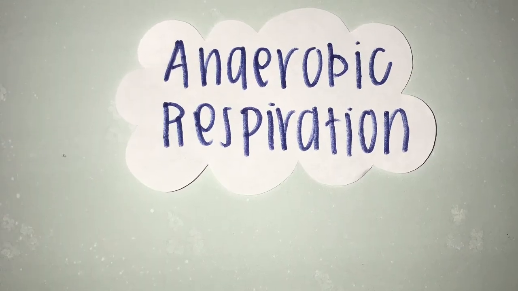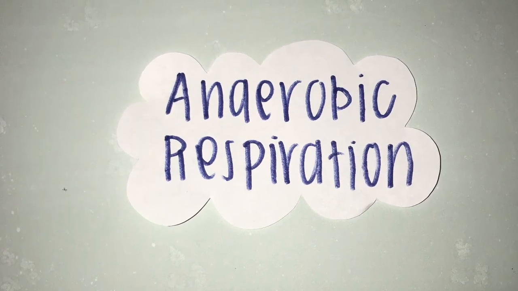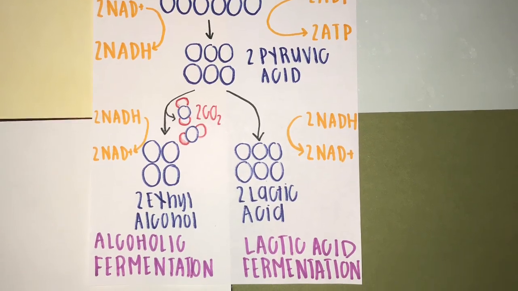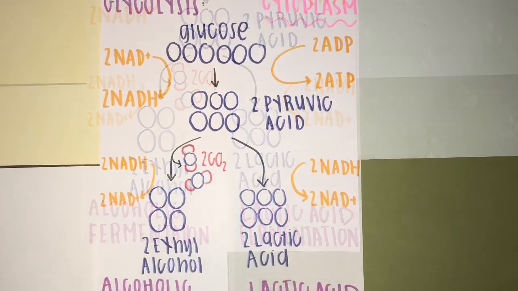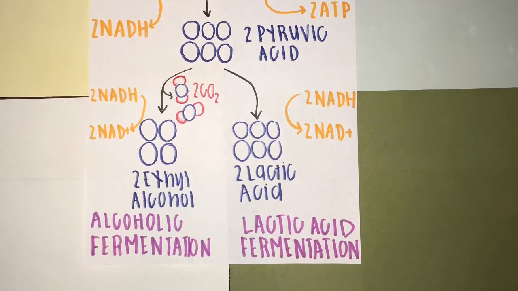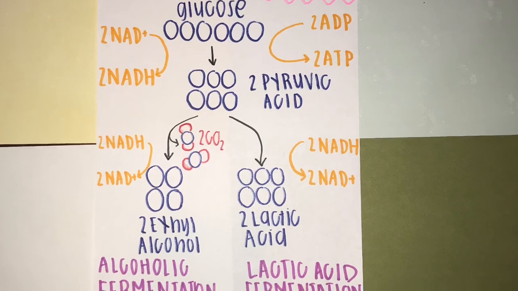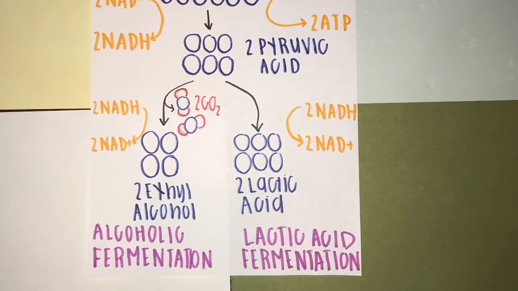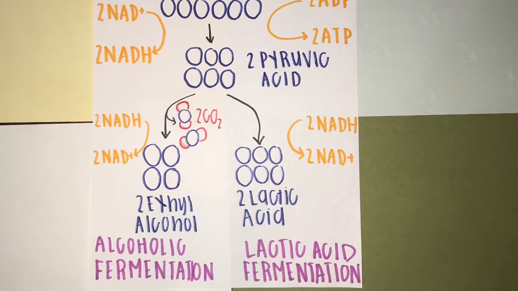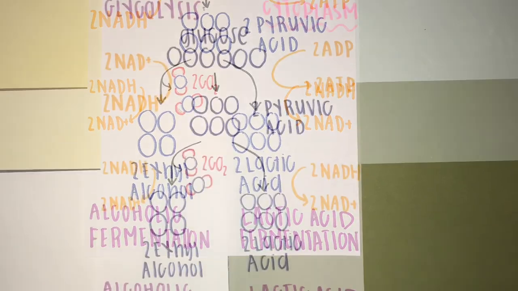Unlike aerobic respiration, anaerobic respiration does not require oxygen and occurs in the cytoplasm. The 2 types of anaerobic respiration include alcoholic fermentation and lactic acid fermentation. The products of alcoholic fermentation include 2 NAD, 2 CO2, and 2 ethyl alcohol molecules. The products of lactic acid fermentation include 2 NAD and 2 lactic acid molecules.